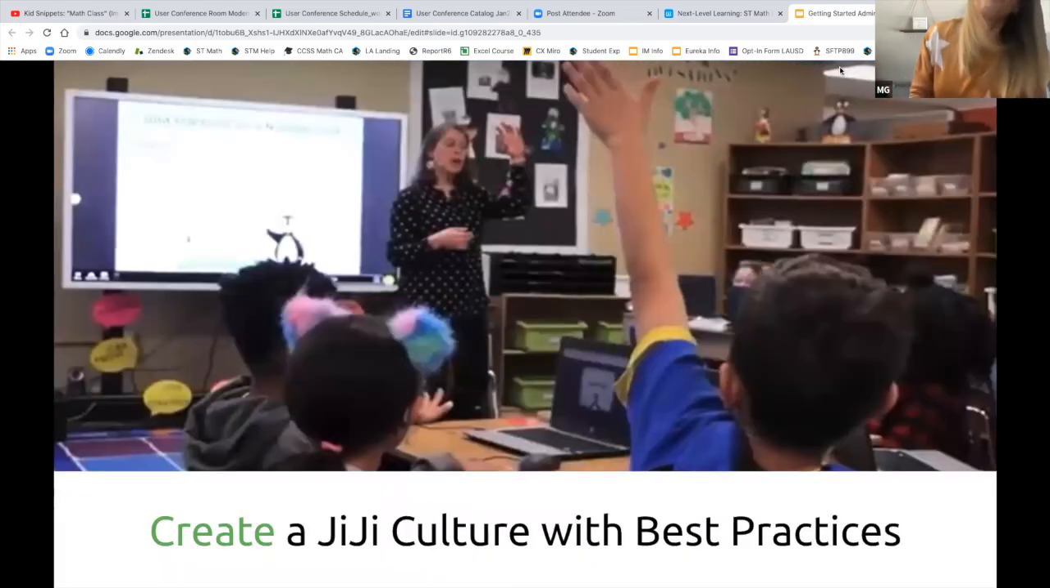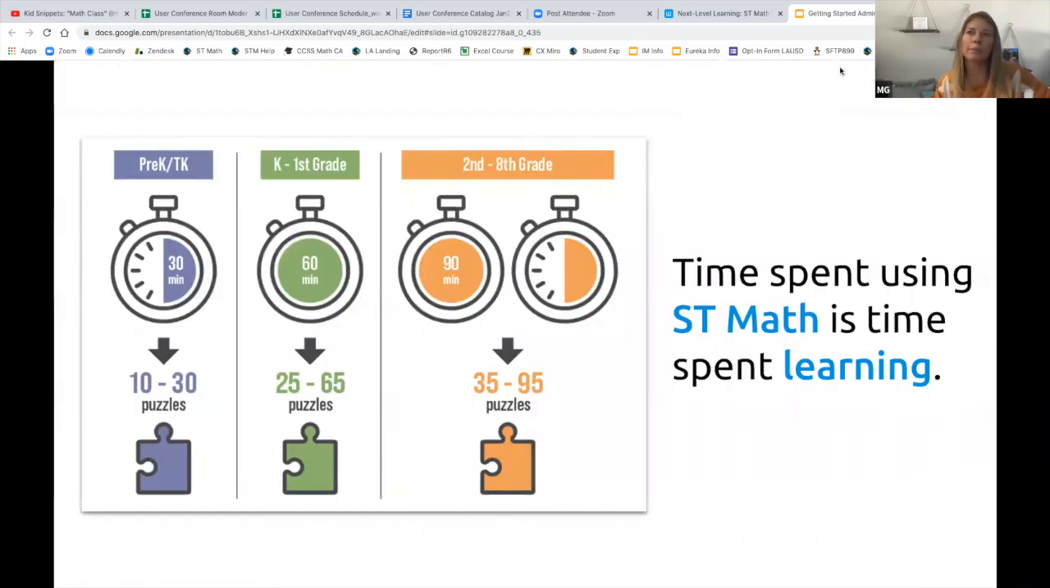We've got just a couple more minutes, so I'm going to fly through these next pieces, but I will tell you the next few pieces that I'm talking about, there are multiple sessions throughout today where you can dive in deeper to any of them. There is a whole session on creating GG culture, for example. So dive into those if you want some more, but just real quick, time spent on ST Math is time spent learning. So we do have fidelity measurements and they look like this.